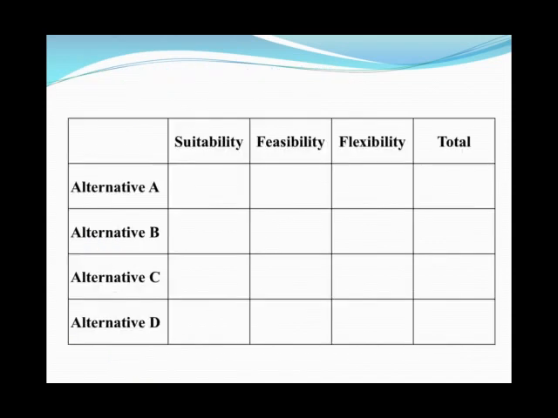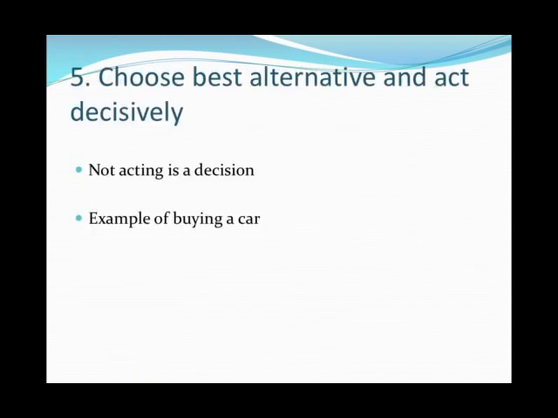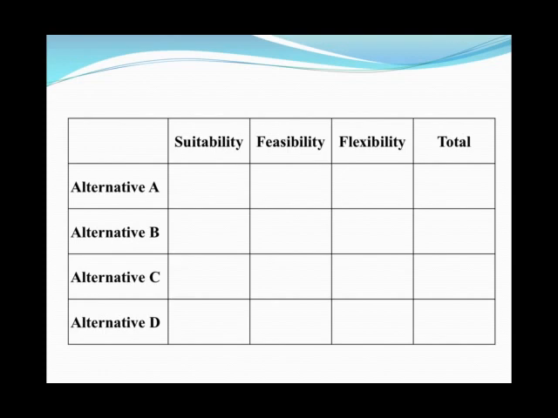So we'll do an example as well. So this is the matrix. For alternative A, you can give it any score you want, say 0 to 5. Alternative A, it has good suitability, so it's a 5, and then feasibility, it's not really feasible because we don't have enough money, that's a 3. Flexibility, it is very flexible, so we give it a 5. And then we add up the score, and we just do that for each alternative. We'll go through some examples in a little bit.